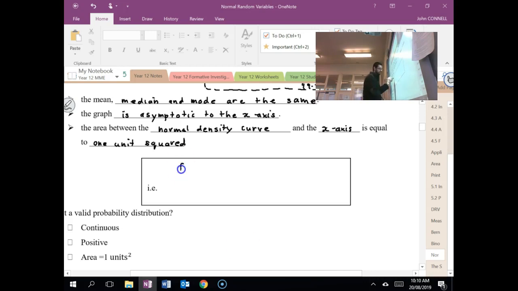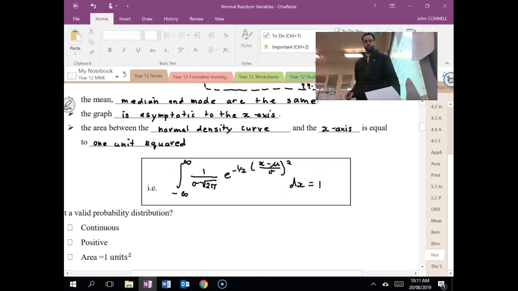So what that last thing means is if I integrate from minus infinity to infinity, which is quite hard to do, of 1 over sigma root 2 pi, e to the minus a half, x take mu on sigma squared, that equals 1.